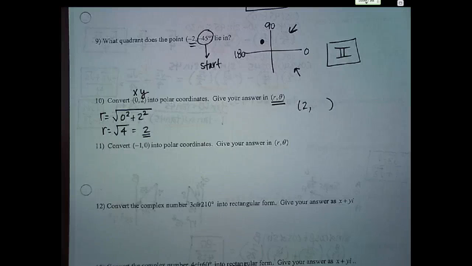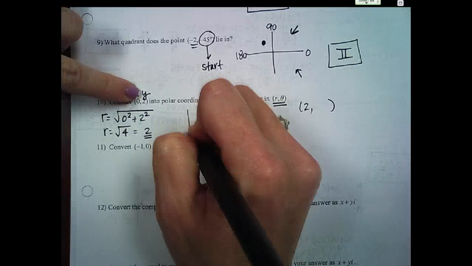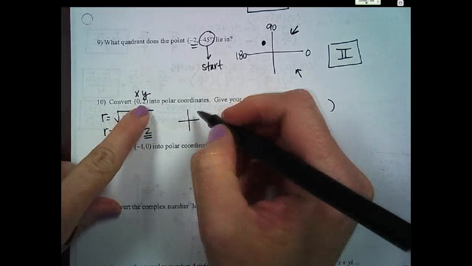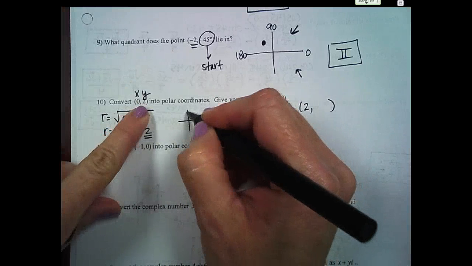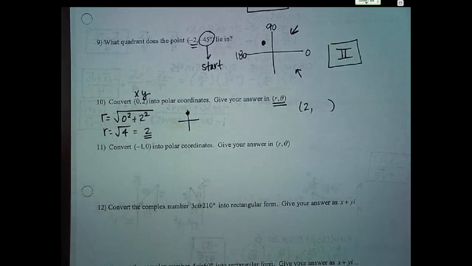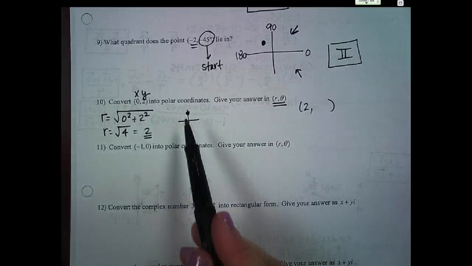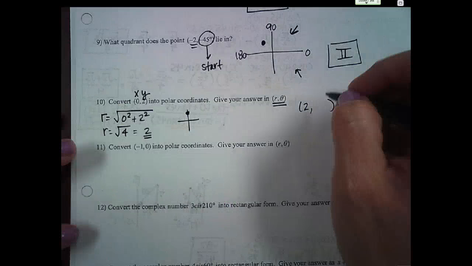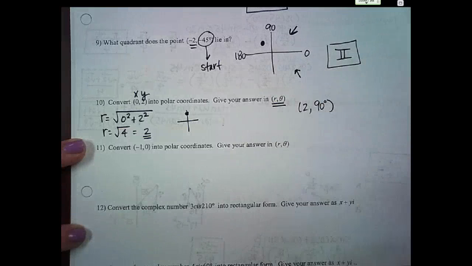Okay, but the next thing it asks for is theta. Now, there's two ways to do this. One, you can look at the picture. If I graphed this, 0, 2, there's 0, here's 2. What angle is that at? I don't even have to do any more work, technically. It's at 90 degrees, isn't it? On the unit circle, if I'm right here, I'm at 90. So theta is 90 degrees and you're finished.